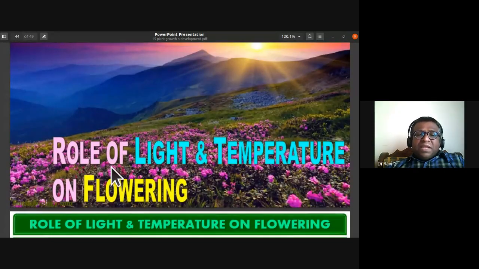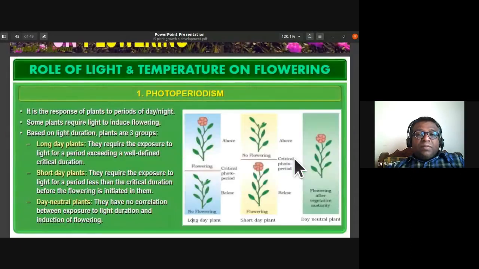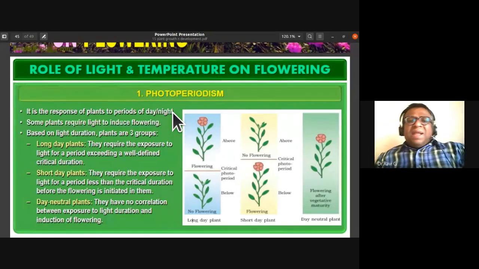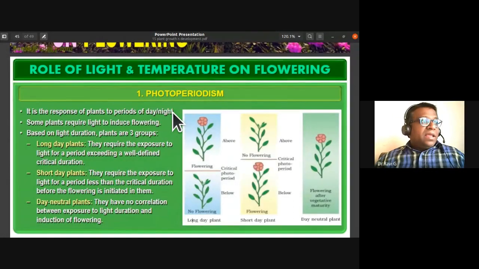So next, let us understand the role of light and temperature on flowering. So we have photoperiodism and vernalization. Photoperiodism is the response of plants to the duration of day or night that they are exposed to. It is the response of plants to periods of day or night that they are exposed to.